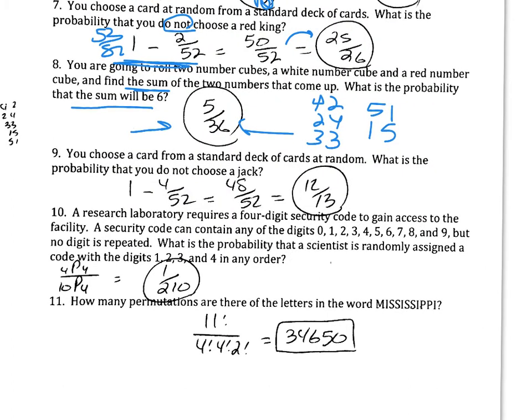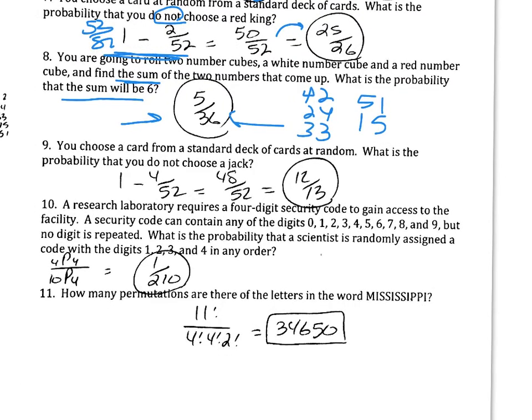Number 9, you choose a card from a standard deck at random. What is the probability that you do not choose a jack? Okay, there's that word again, the word not. Anytime I see the word not, I'm going to go 1 minus that it is. There are 4 jacks in a deck, so 1 minus 4 out of 52. Remember, 1 is 52 out of 52. That gives you 48 out of 52. If you reduce that, you're at 12/13.